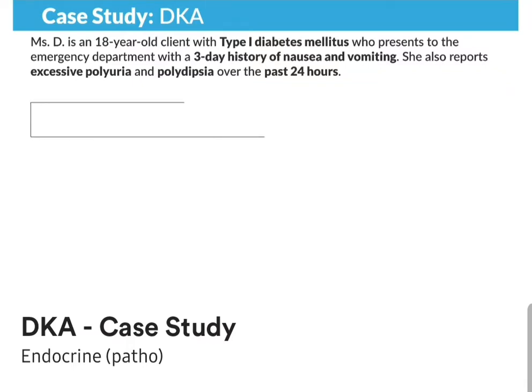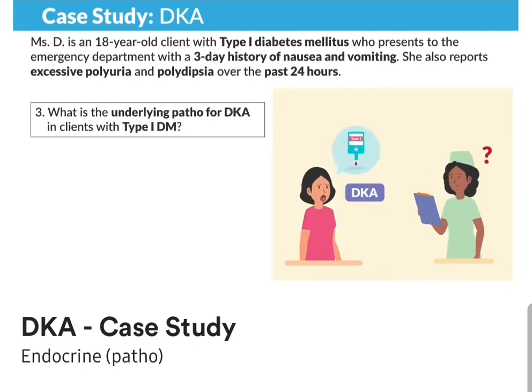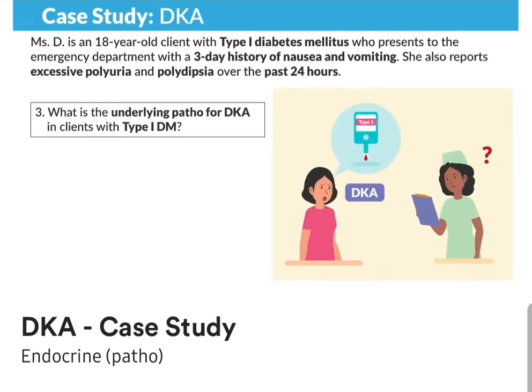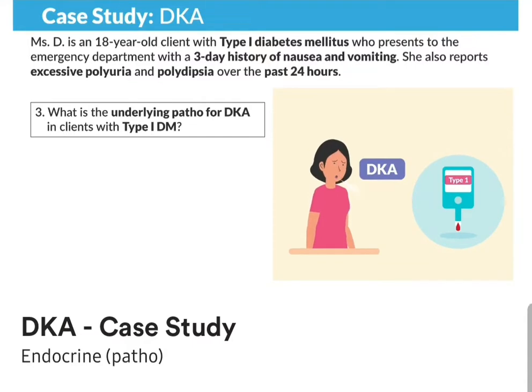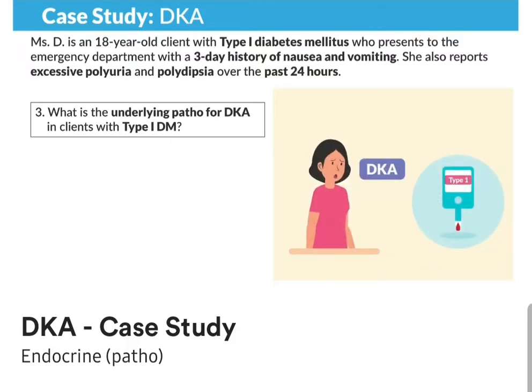Now, moving on to question 3. What is the underlying patho for DKA in clients with type 1 diabetes? So remember, DKA is a type 1 diabetic problem. So let that guide your thought process here. So pause the screen and try your best to answer this question. Okay, so let's break this question down.